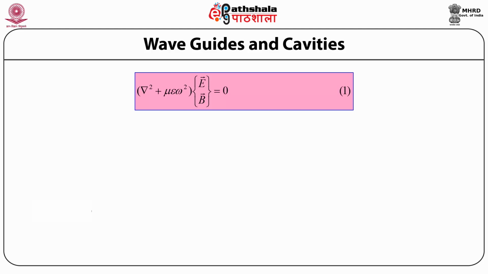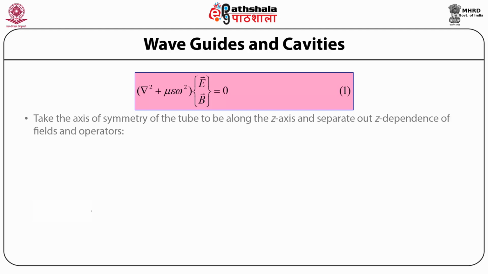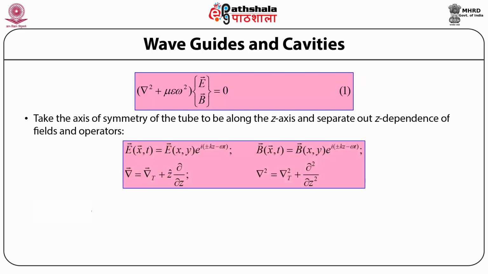So we get these two wave equations for the waveguides and cavities, and when we take the axis of symmetry of the tube to be along the z-axis and separate out the z dependence of the fields and operators, then we can rewrite the electric field vector E as a function of the position vector x and time t as equal to vector E as a function of the x coordinate and y coordinate, whole times e to the power i bracket open plus minus k times z minus omega t bracket close.